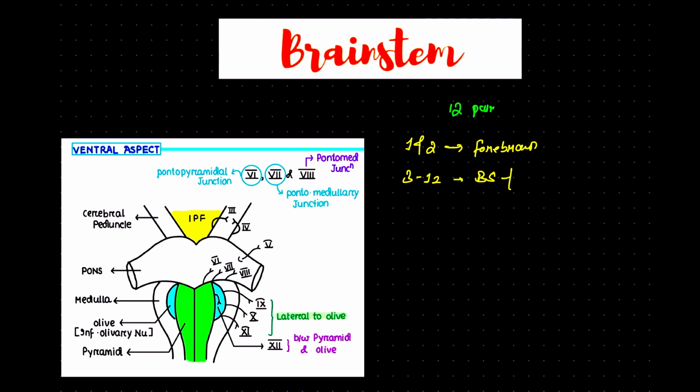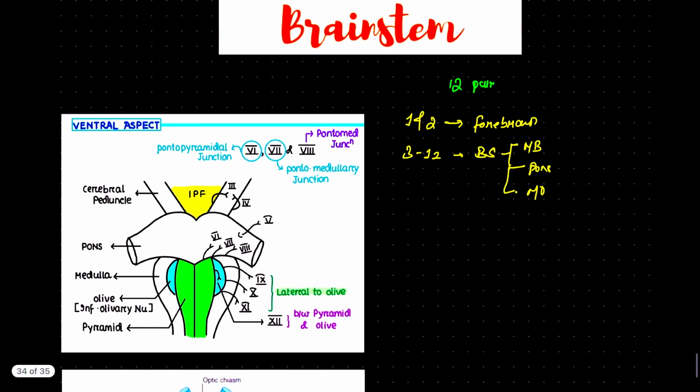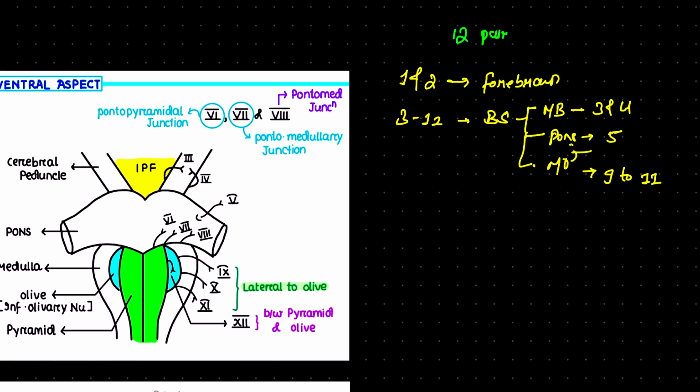Now in this brainstem we have three components: our midbrain, our pons, and our medulla oblongata. From the midbrain, the third and fourth cranial nerves arise, and from the pons solely the fifth cranial nerve arises. From the medulla oblongata, the 9th to 11th cranial nerves arise, and in between, at the pontomedullary junction, the 6th, 7th, and 8th cranial nerves originate. The 12th also arises from the medulla oblongata.